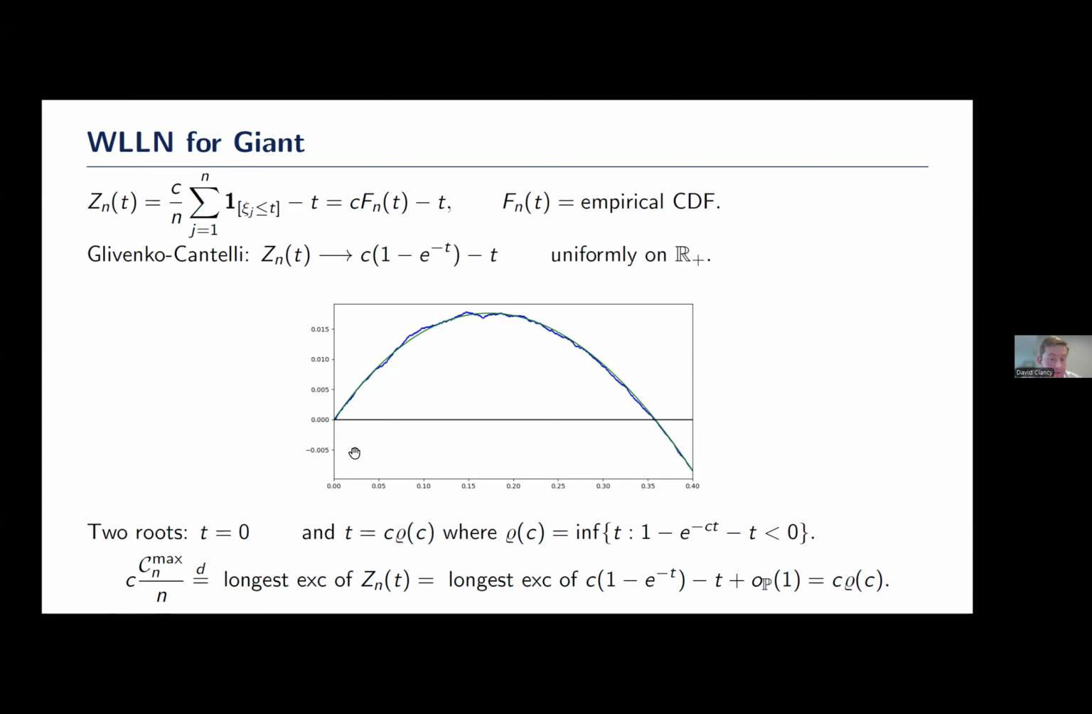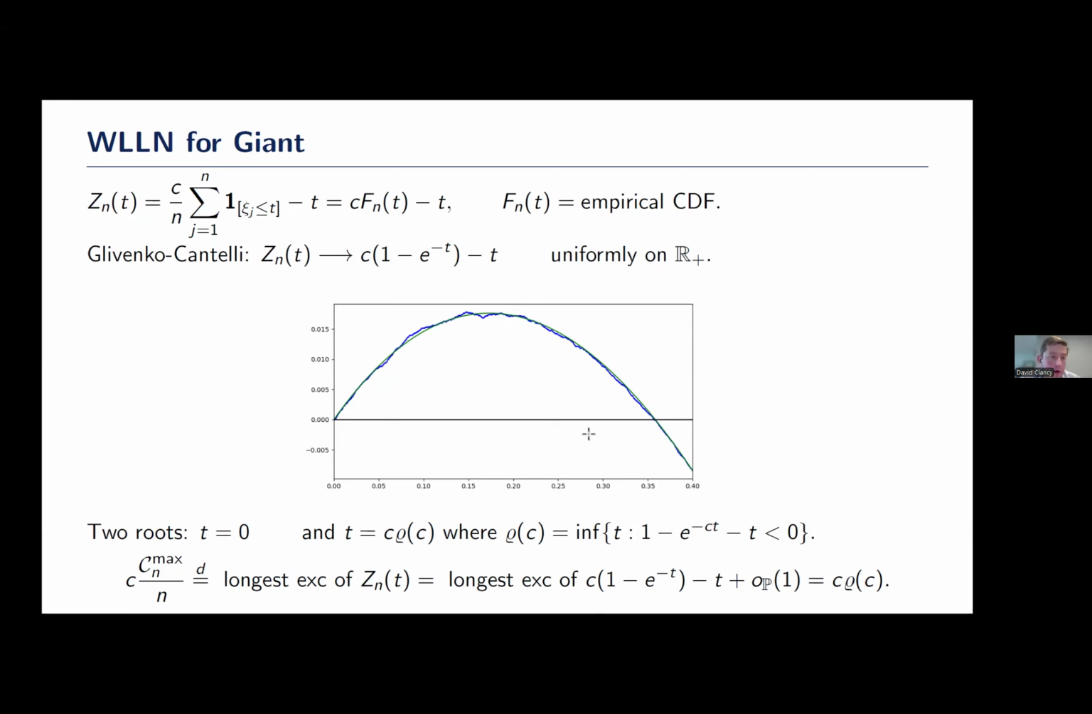And we can actually compute exactly what this term is, and it ends up being C times rho of C, where rho of C is the first non-negative root, the only non-negative root, of 1 minus e to the minus ct, minus t. So this is how a very simple stochastic process gets you a weak law of large numbers for the giant of the Erdős-Rényi random graph. And you can use this for slightly more inhomogeneous models as well, but this works quite well for the Erdős-Rényi.